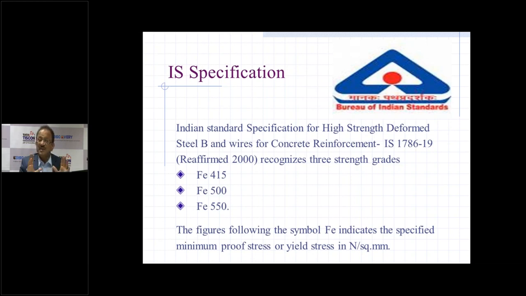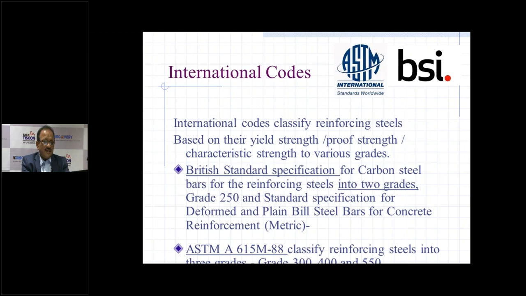In the cement industry, we talk about grades of cement. There are three grades: 33 grade, 43 grade, 53 grade. These figures 33, 43, 53 indicate the compressive strength of the cement mortar cube in Newton per square millimeter. On similar lines here also, it is the proof stress that is indicated by the figures 415, 500 and 550. Internationally, if we compare the standard codes, the British standard specification has two grades of steel, grade 250 and the other grade, whereas ASTM, that is American Standard A615M of 1988, classifies reinforcing steel into three grades, namely grade 300, grade 400 and grade 550.